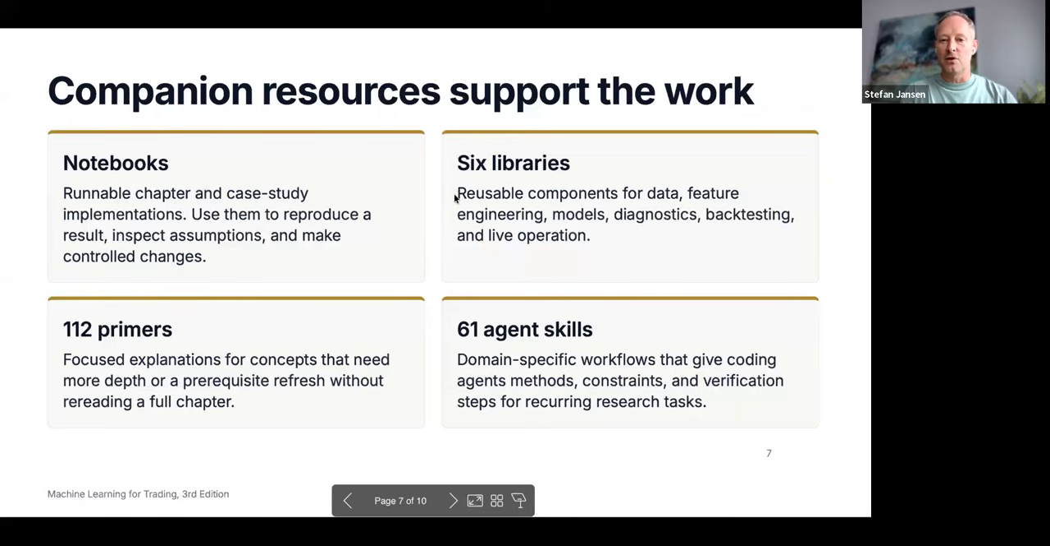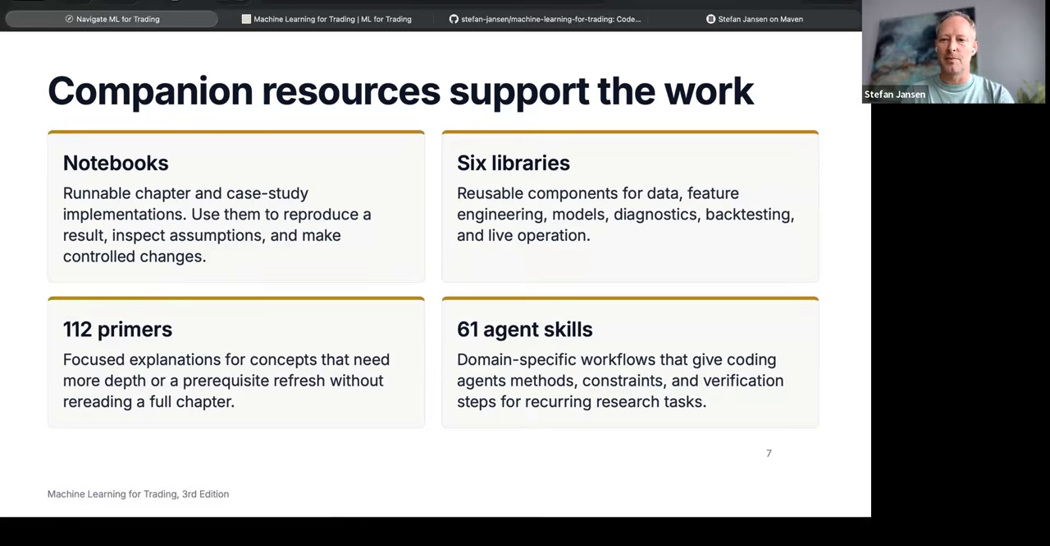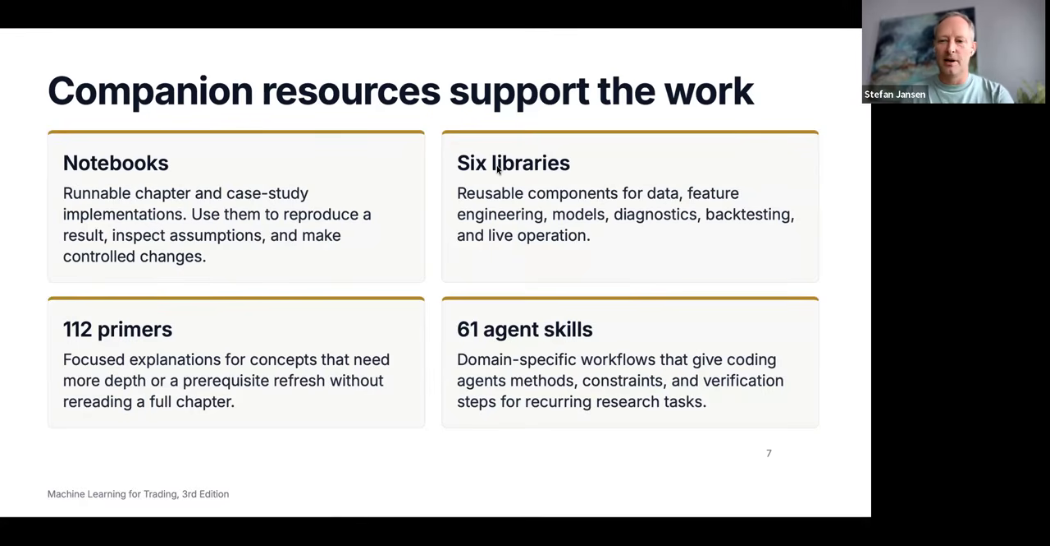examples. What's also new is that we now have 6 libraries that support the book. I'll show them in a minute. They support the end-to-end machine learning for trading workflow, from sourcing data to live trading, including backtesting, statistical diagnosis, feature generation, and everything. The book also now comes with over 100 primers.